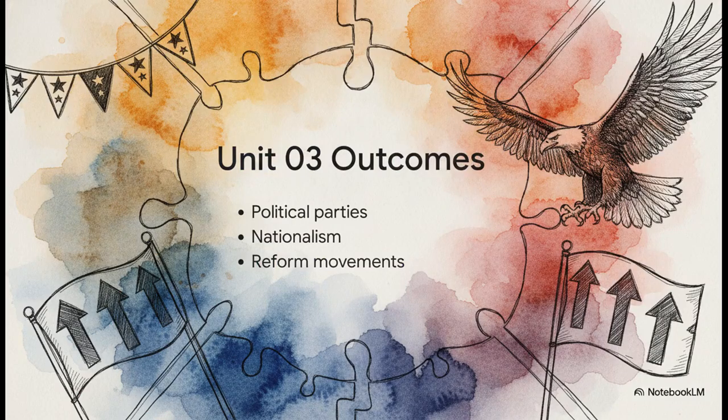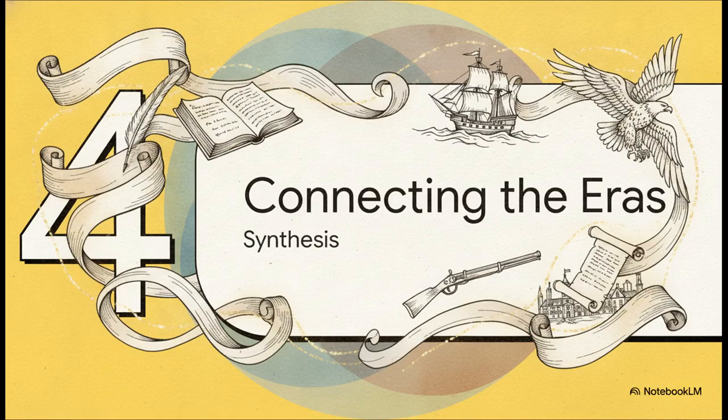Synthesizing all of this, comparing the political parties, explaining nationalism versus sectionalism, and analyzing reform movements, well, that's the ultimate challenge. It requires taking all these primary sources, deeply analyzing their biases and limitations, and writing a fully contextualized DBQ-style paragraph about how this really messy American identity was truly forged. Finally, we arrive at Section 4, Connecting the Historical Eras. Because the best way to really retain all this history is to build it into one cohesive narrative.